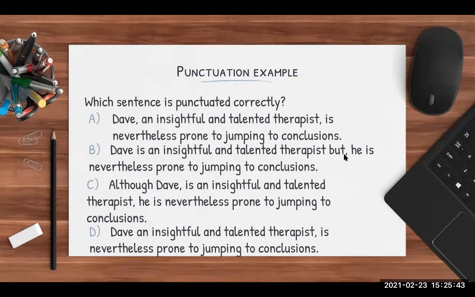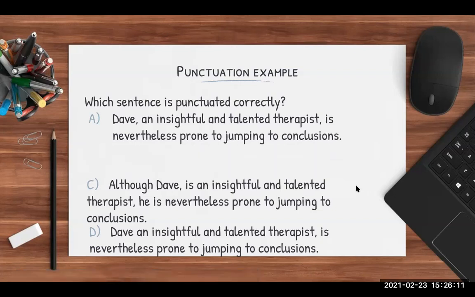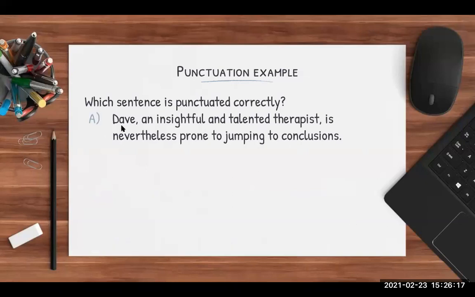we know that usually a comma is going to go before words like and or but, which means that one's incorrect. And for D, we have Dave is an insightful and talented therapist, comma, is nevertheless prone to jumping to conclusions. And we don't usually want to have a comma before a word like is, because it makes it really unclear who this is referring to. So that leaves us with option A, Dave, comma, an insightful and talented therapist, comma, is nevertheless prone to jumping to conclusions.